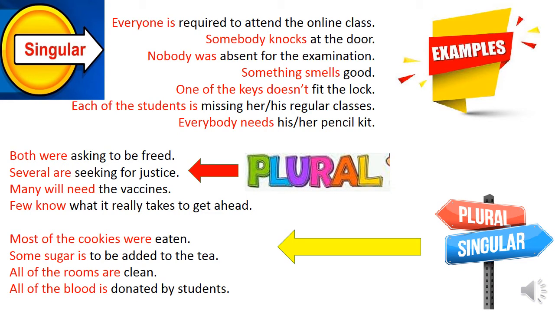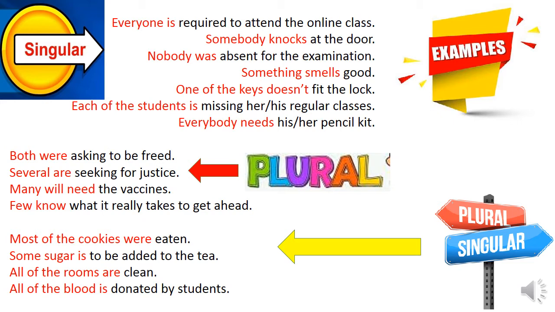So children, here are a few examples of indefinite pronouns which have a singular verb following them. Everyone is required to attend the online class. Somebody knocks at the door. Nobody was absent for the examination. Something smells good. One of the keys doesn't fit the lock. Each of the students is missing her or his regular classes. Everybody needs his or her pencil kit.